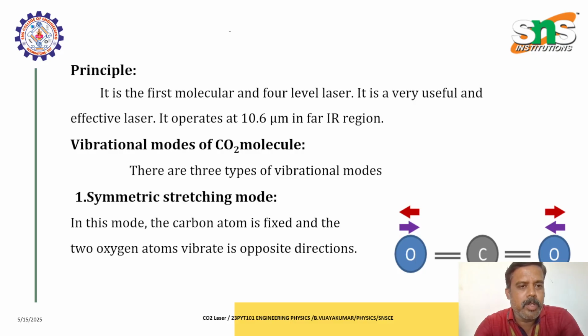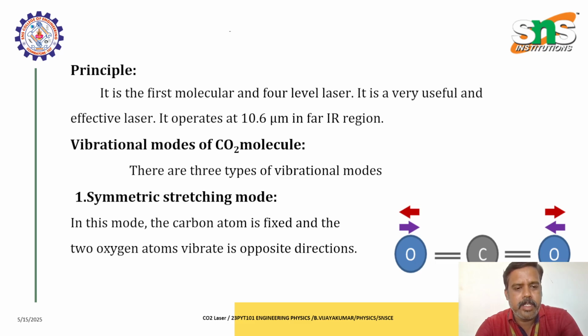The next one is the principle. It is a 4-level energy laser and the first molecular laser. It is a very useful and effective laser, with an operating wavelength of 10.6 micrometer in the far IR region. We discuss the construction and working of this laser. Before that, we discuss the vibration modes of the CO2 molecule. Three types of vibration mode occur in this CO2 molecule. The first is symmetric stretching, another is asymmetric stretching, and the third is the bending mode.